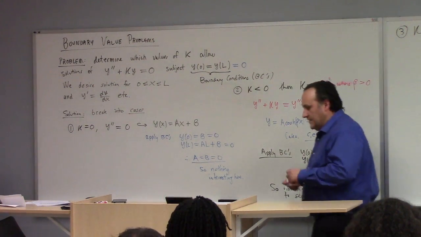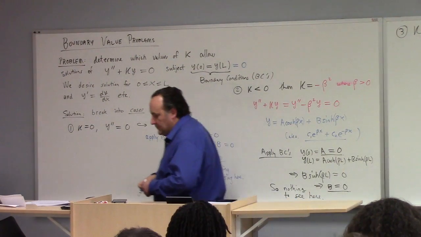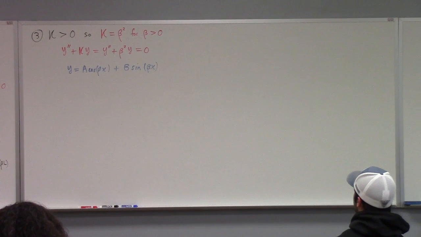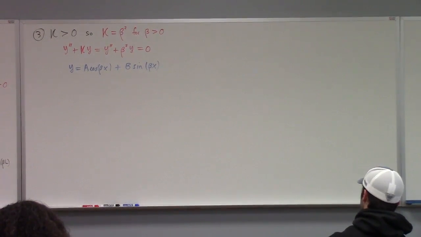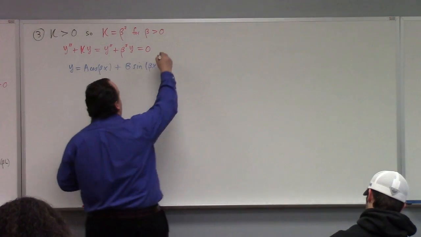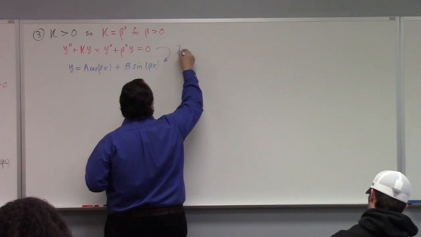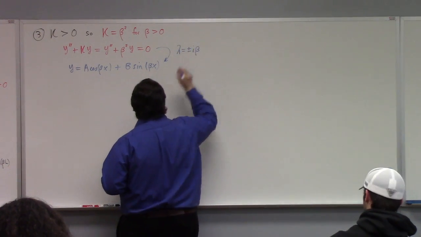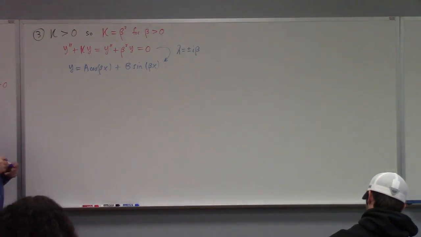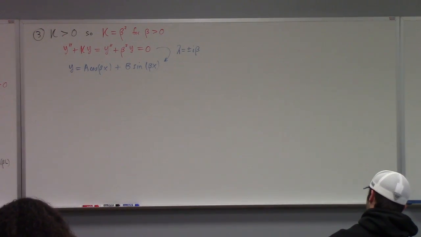If you like, we could write down the characteristic equation. The characteristic equation is lambda squared plus beta squared equal to 0, which has solutions lambda equals plus or minus i beta. And so that's why we get this. So this is my general solution. We have not yet applied the boundary conditions. So apply the boundary conditions. What happens?